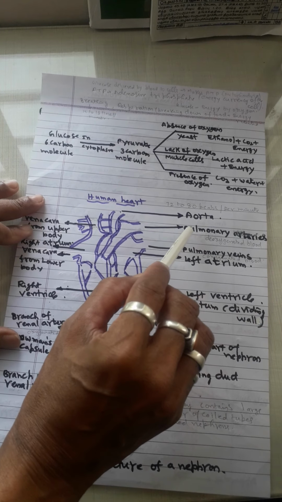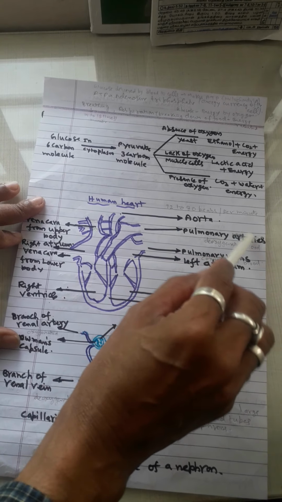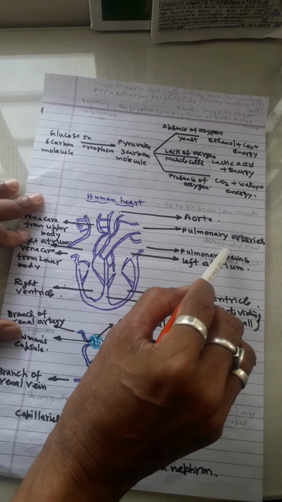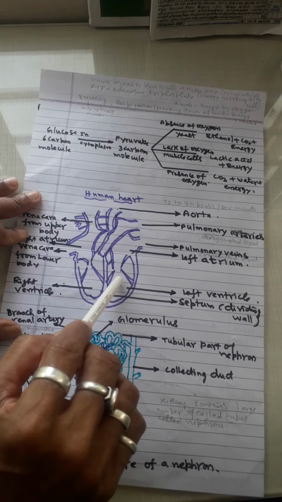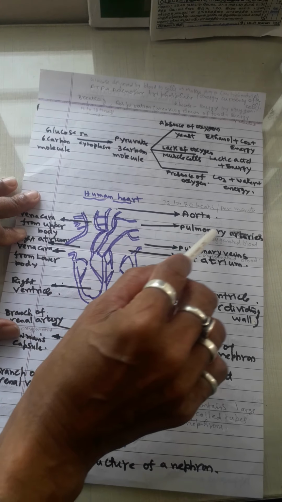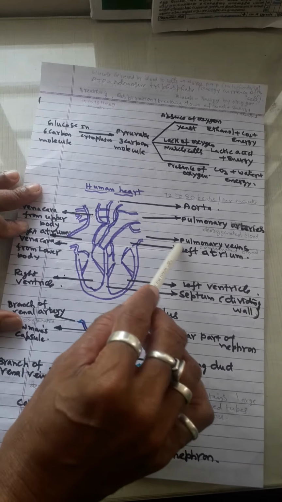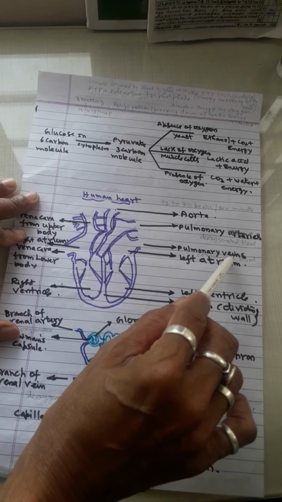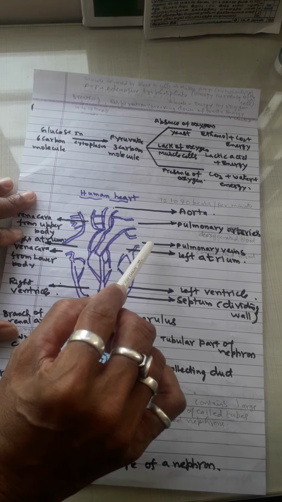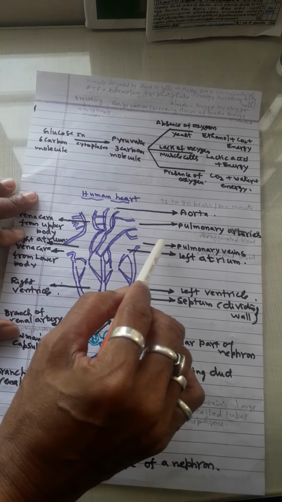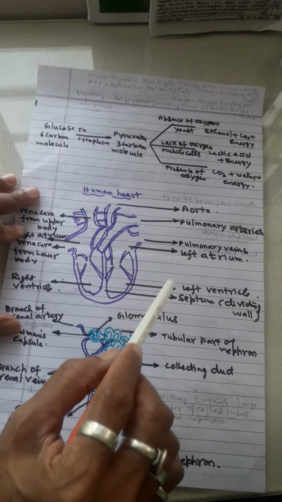Here I already mentioned the pulmonary arteries. The pulmonary arteries carry the deoxygenated blood from the heart and supply it to the lungs actually. So what is the function of the pulmonary vein? The oxygenated blood produced from the lungs comes through the pulmonary veins and then enters the heart.